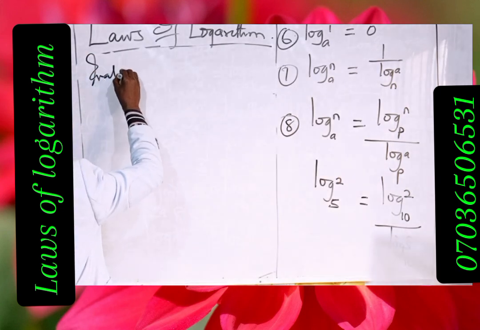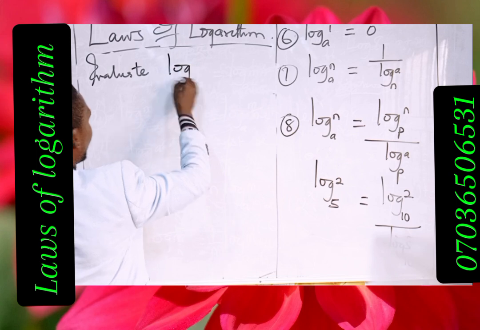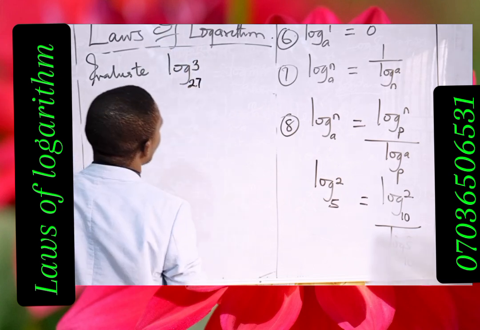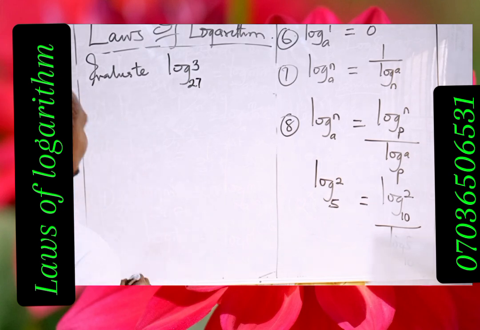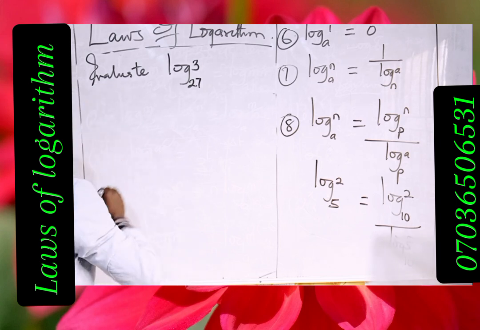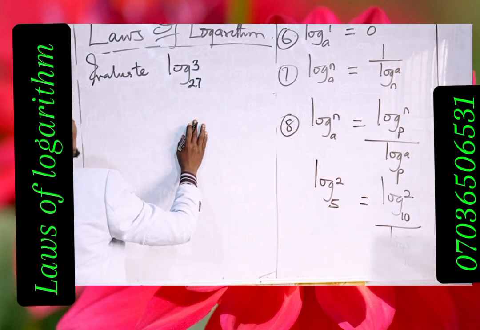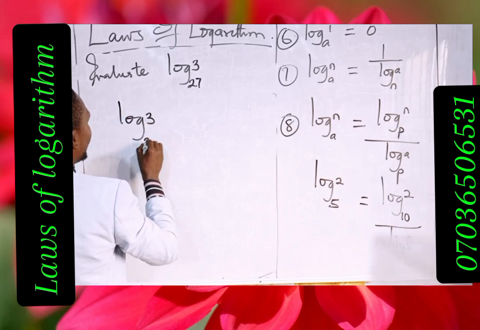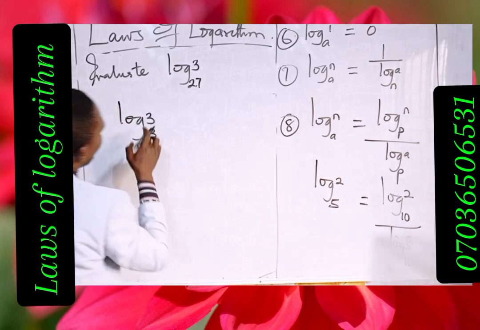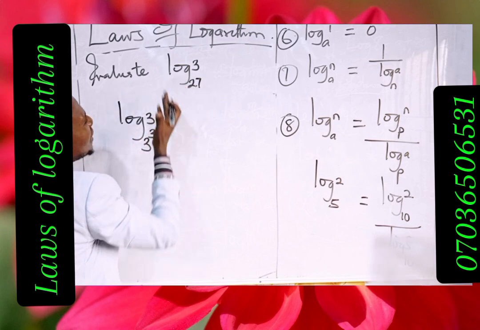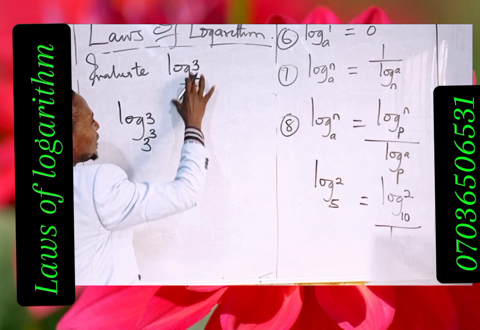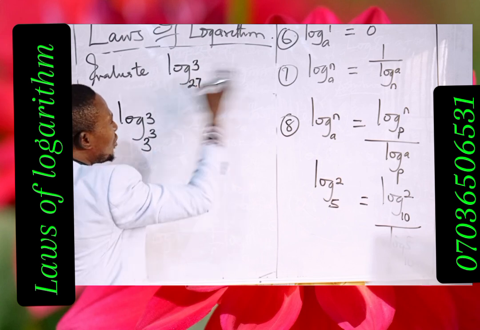Evaluate log 3 base 27. Now what are we going to do here? We have to simplify it to be knowable. How? This is the same as log 3 base 3 raised to power 3, because 3 raised to power 3 is still 27. I've not done anything. I just simplified it to be in a knowable state.